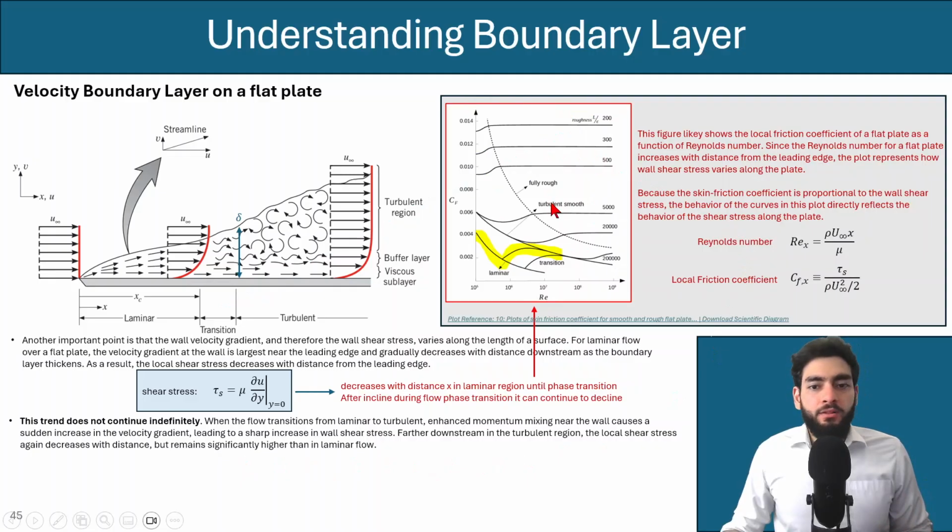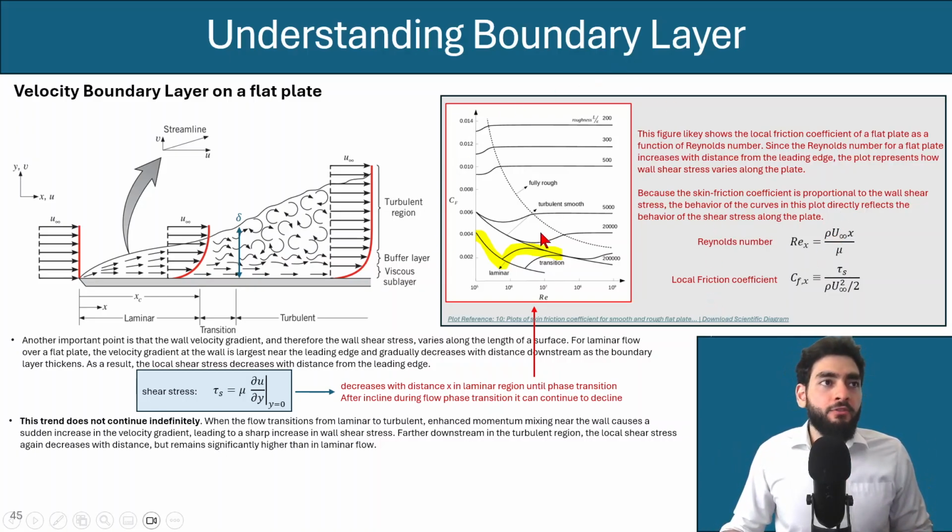So this is an example of a paper that I found, and this figure likely shows the local friction coefficient of a plate as a function of Reynolds number. And since Reynolds number for a flat plate increases with distance from the leading edge, then the plot represents how wall shear stress varies along the plate. And because the skin friction coefficient is proportional to the wall shear stress, then the behavior of the curves in this plot directly reflects the behavior of shear stress along the plate.